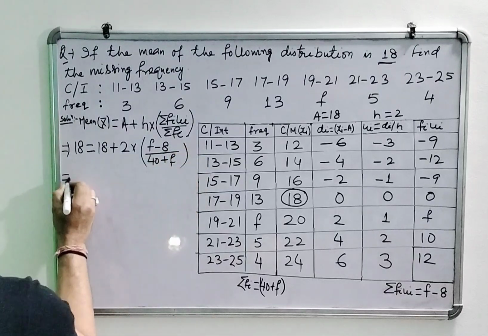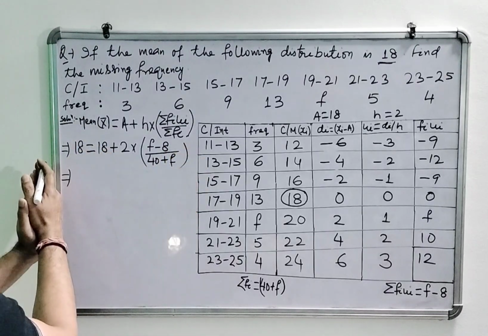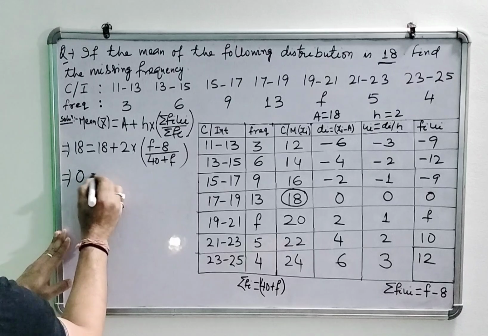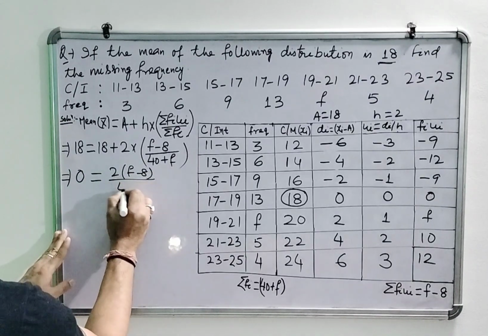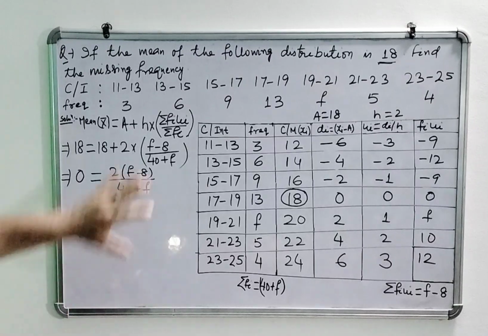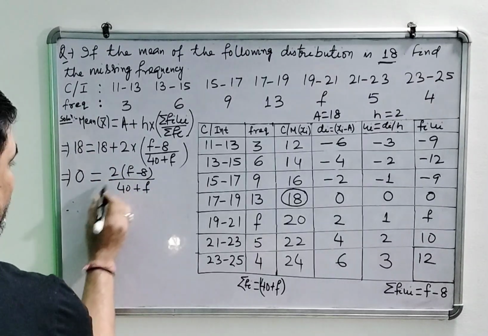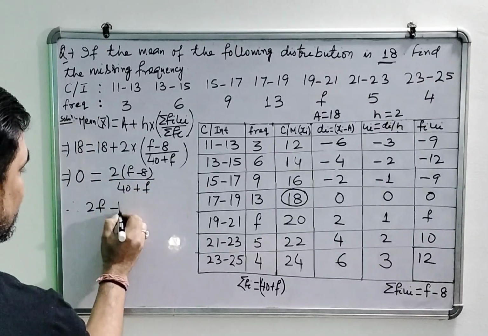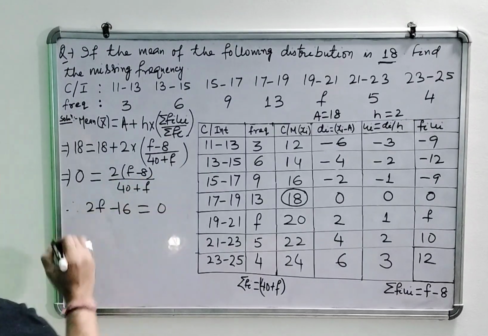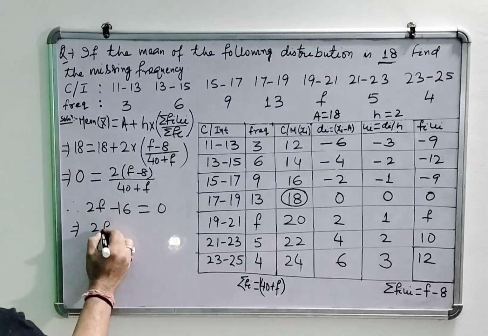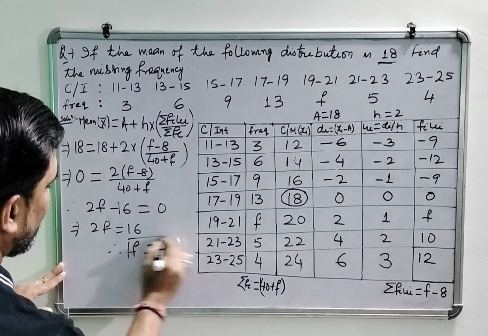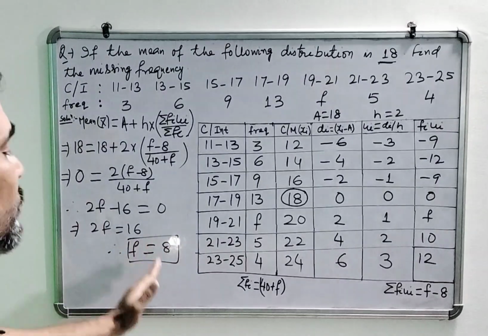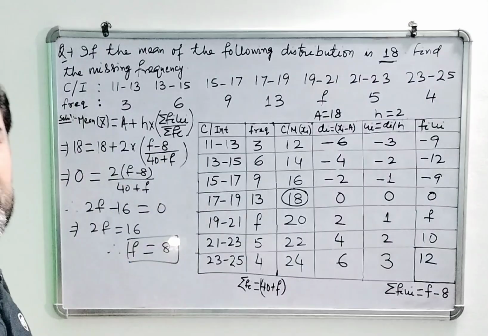Rest all is calculation. 18 minus 18 is 0. So we get 2 into f minus 8 upon 40 plus f. Now this will be 0 only when 2f minus 16 is 0. So the value of 2f is 16 and the value of f will be 8. In this way we have calculated the missing frequency as 8. That's all. Thanks.